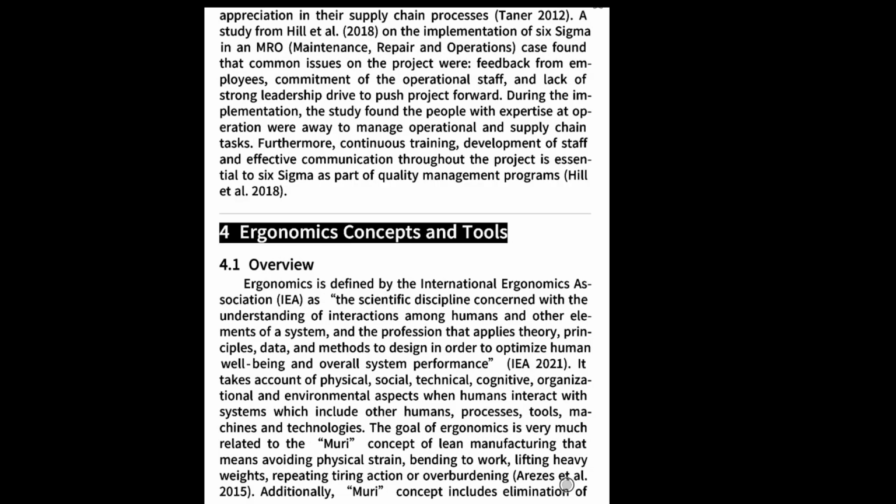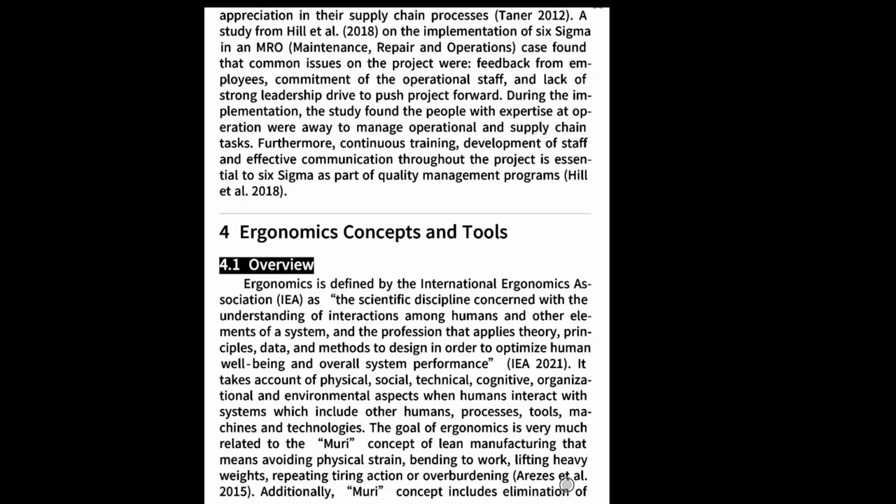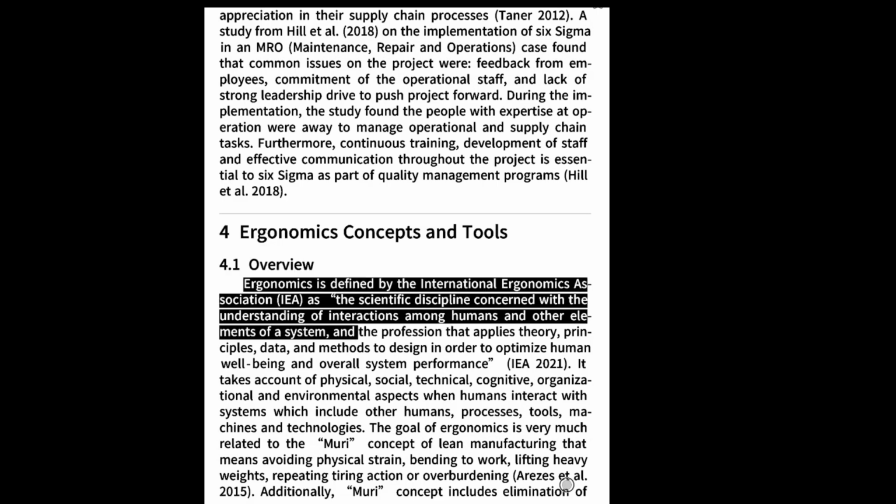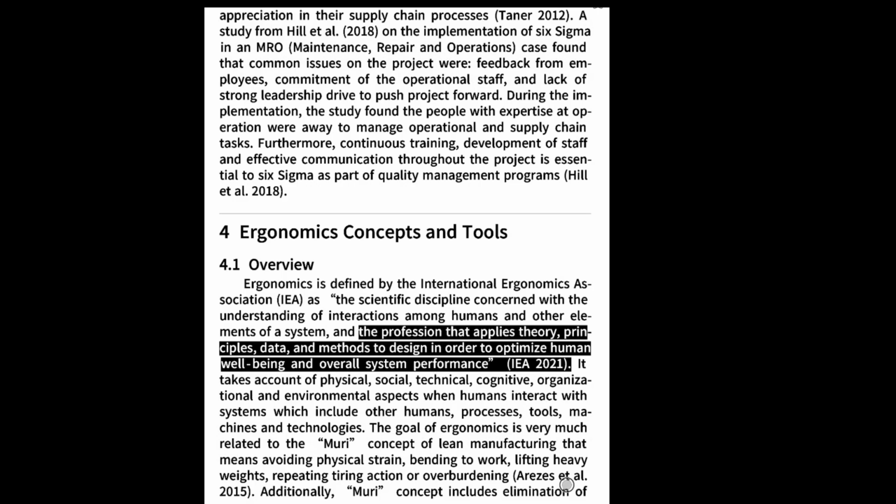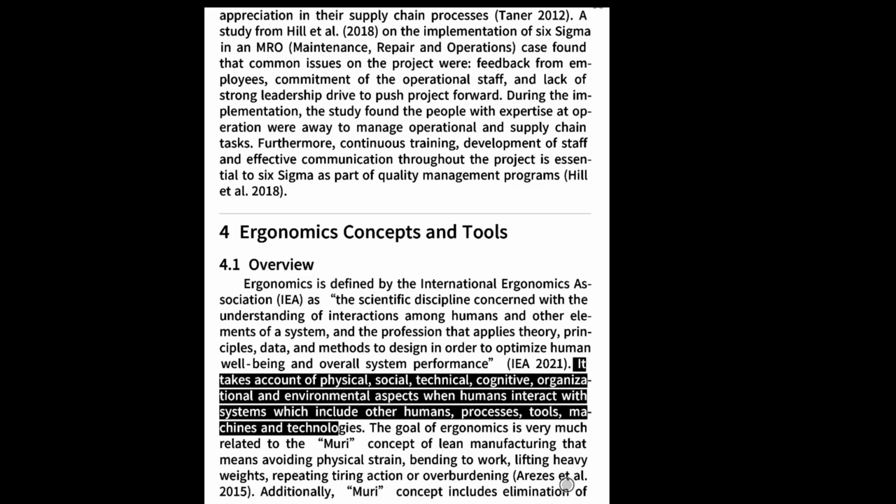4 Ergonomic Concept and Tool. 4.1 Overview. Ergonomics is defined by the International Ergonomics Association (IEA) as the scientific discipline concerned with the understanding of interactions among humans and other elements of a system, and the profession that applies theory, principles, data, and methods to design in order to optimize human well-being and overall system performance. IEA 2021. It takes account of physical, social, technical, cognitive, organizational and environmental aspects when humans interact with systems, which include other humans, processes, tools, machines and technology.